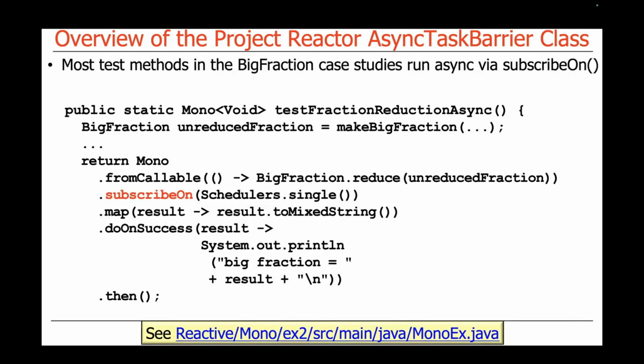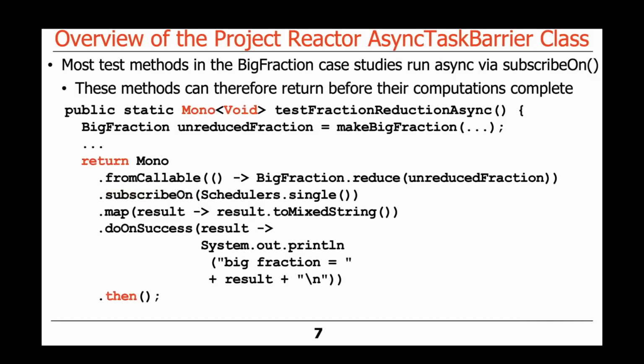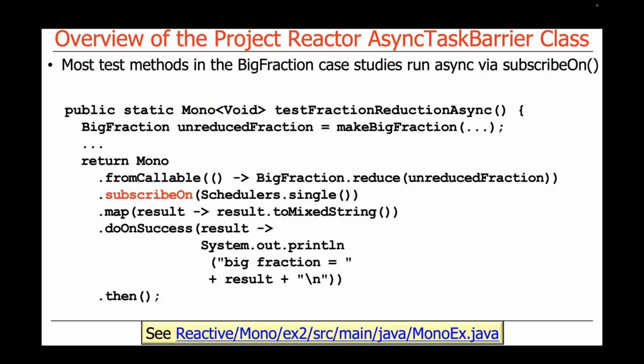So why do we need to do this in the first place? Well, the test methods we're going to be showing through our case studies are largely, not exclusively, going to run asynchronously using the subscribeOn concurrency operator. And what that does, as we show here, is it tells Project Reactor to run this mono or flux in a background thread. Now, one of the consequences of doing this in a background thread is that the methods can return, like this test fraction reduction async method, can return with a mono to void, we'll talk about that later, before the actual computations that they're running complete, because we've scheduled them to run in a background thread.